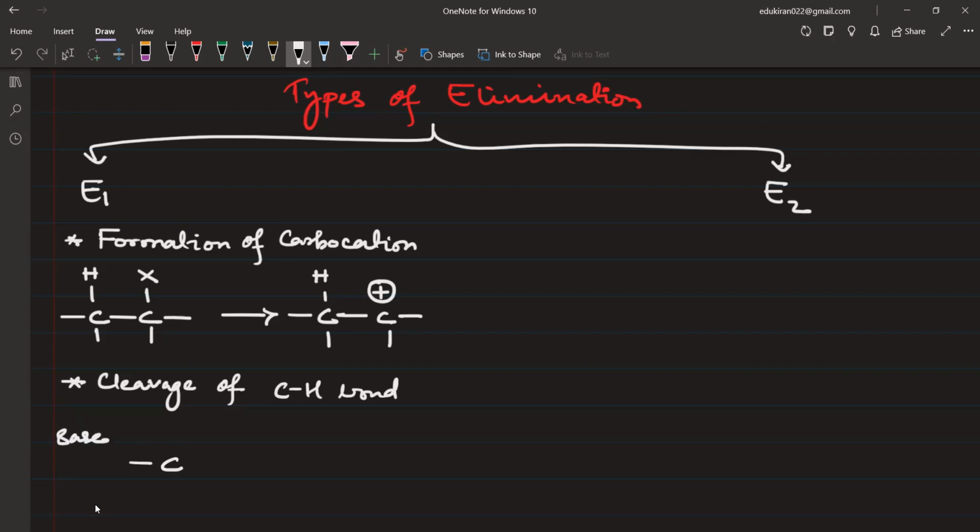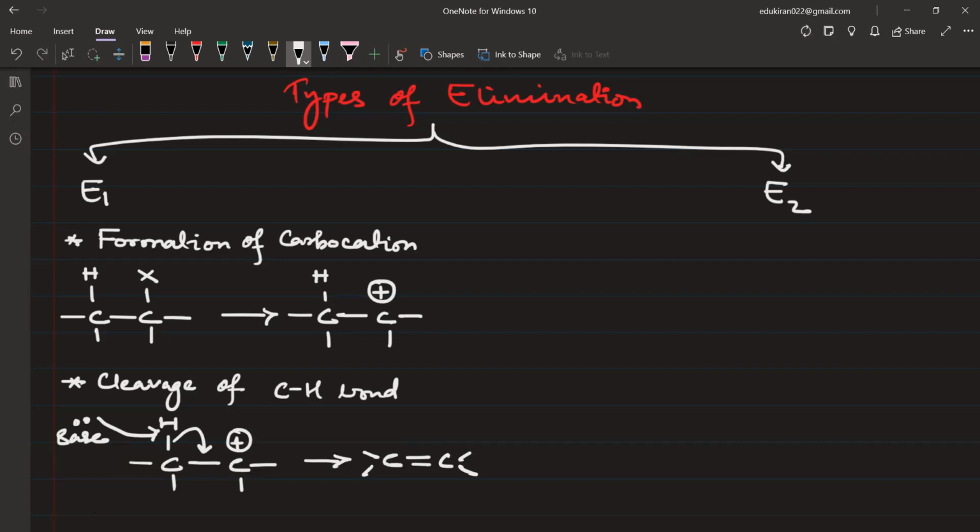When we have the cleavage of CH bond, we require a base. Now, what is the use of base? Base is something that is going to abstract a proton. Abstract proton means it is going to take away the hydrogen atom. The hydrogen atom will leave its electron here. Base is always an electron-rich species. It's going to attack this hydrogen. Hydrogen is going to leave the electrons here, forming a double bond, and we are going to get C double bond C, like this.